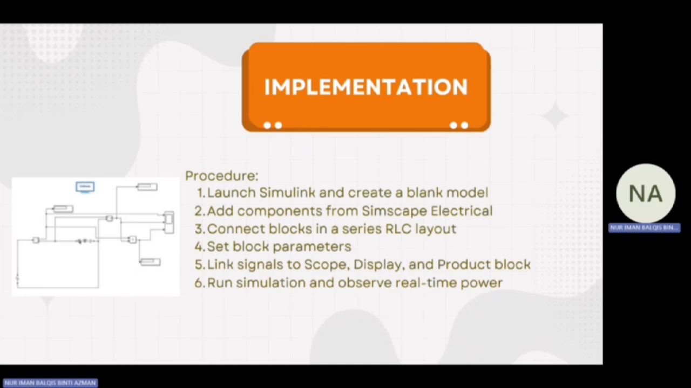Here's how we implemented the simulation. First, we launched Simulink from MATLAB and created a blank model. Then we added all the required components: the voltage source, RLC branch, measurement blocks, scope, display, product, and powergui. We connected the blocks to form a series RLC configuration where the voltage and current measurements fed into the product and scope blocks. After setting component values, we ran the simulation.